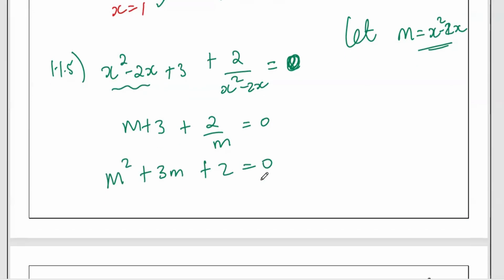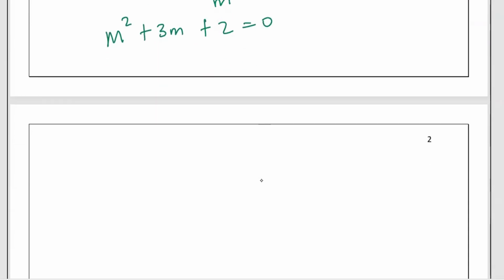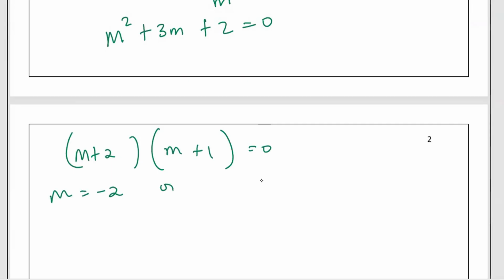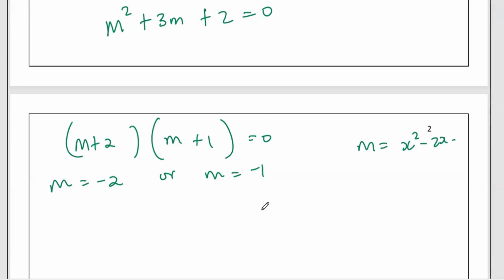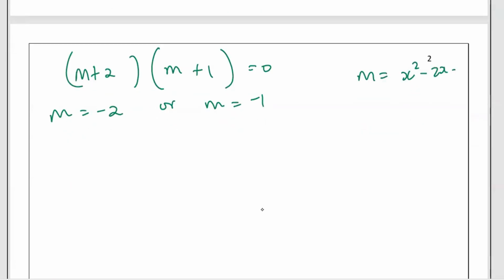Let's factor this out. When you factor this out, we're going to have m plus 2 and then m plus 1 is equal to 0. So either m is negative 2 or m is negative 1. But remember, we say that our m is x squared minus 2x. Let's go back and represent that. Some people prefer calling it the k method. Well and good. So x squared minus 2x, we can bring this 2 over, so plus 2 is 0.